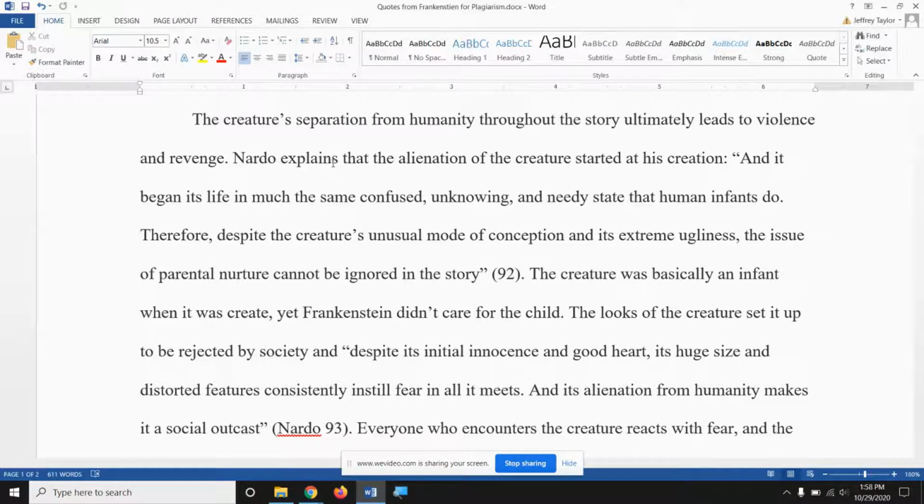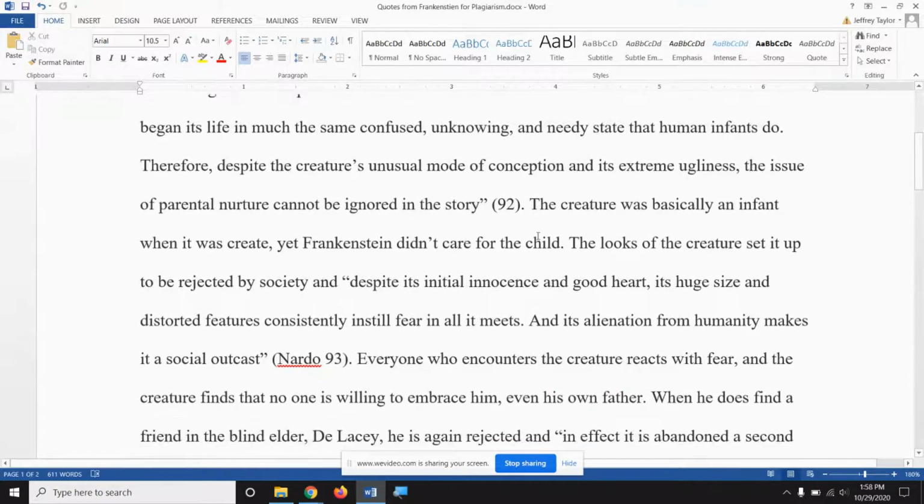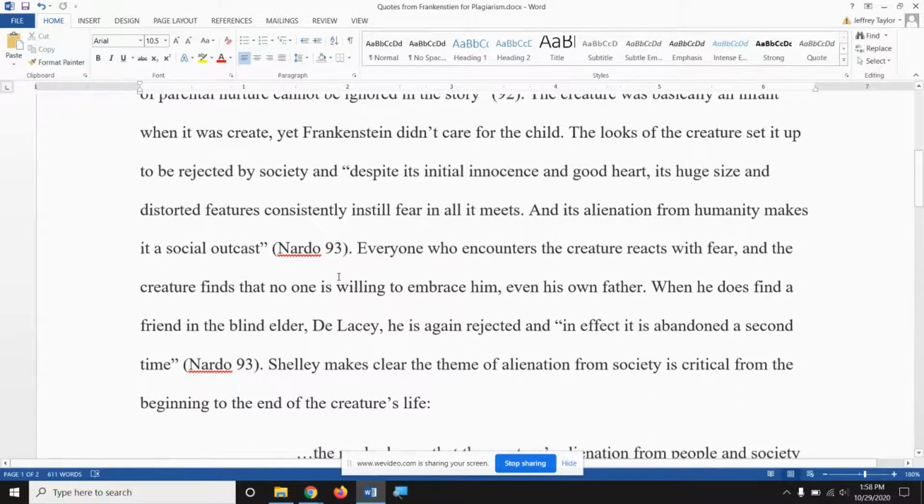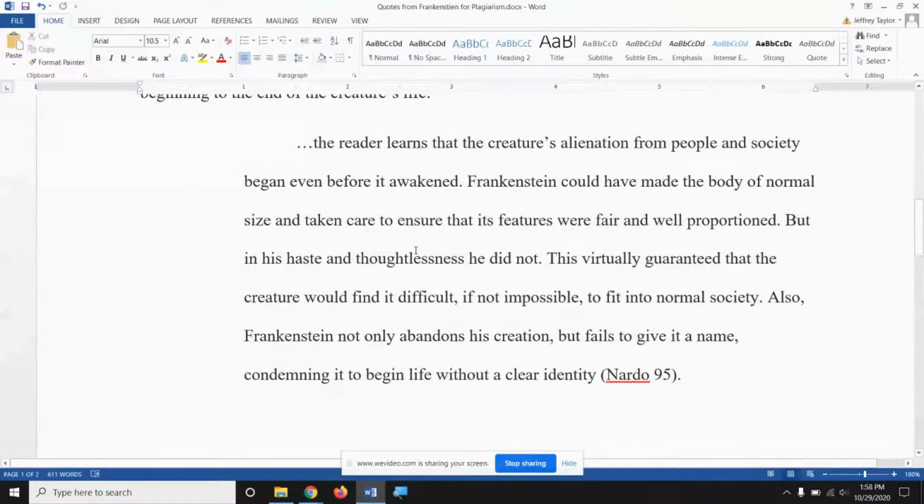And then we go on. The creature was basically an infant when it was created, yet Frankenstein didn't care for the child. This is just summary. And then we've got another quote from Nardo following right here, and that's from here down to here. Again, cited correctly. So this is inadvertent because the person's trying to give credit, but they're doing a pretty bad job of really synthesizing ideas. And again, here's another Nardo quote. And then on top of that, we've got a fourth one, but it's a long quote. So it eats up about a third of the page.